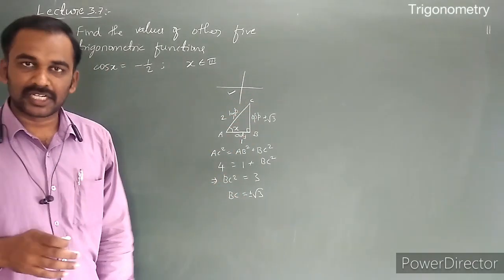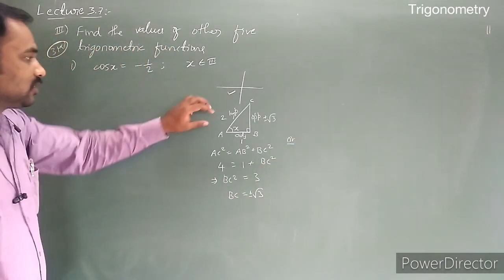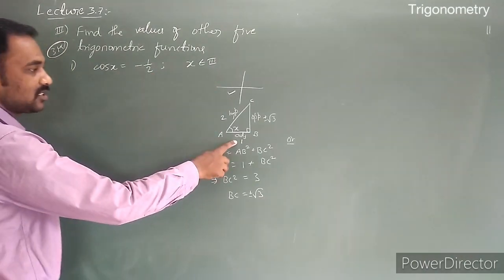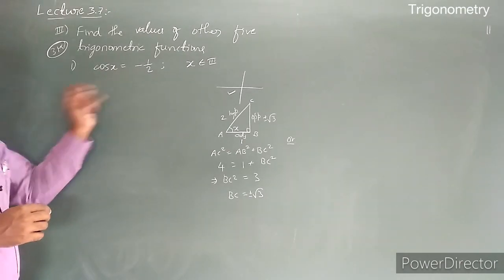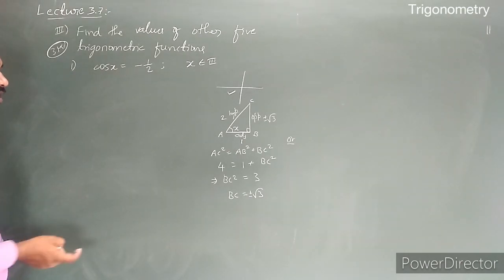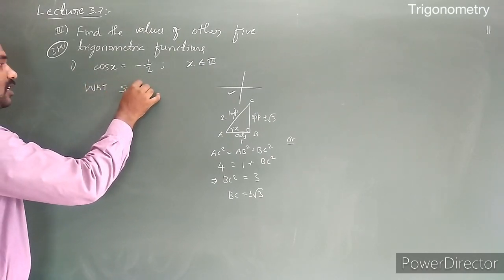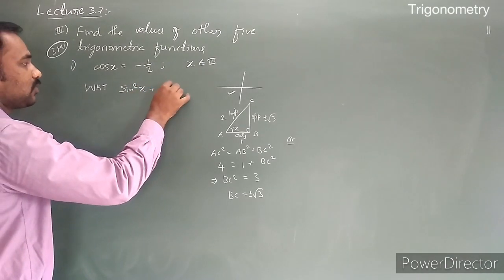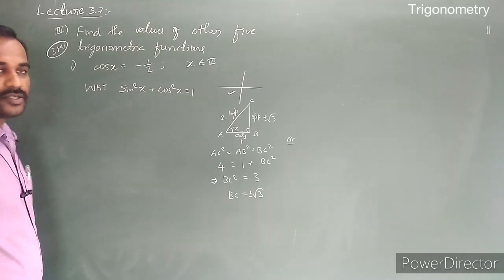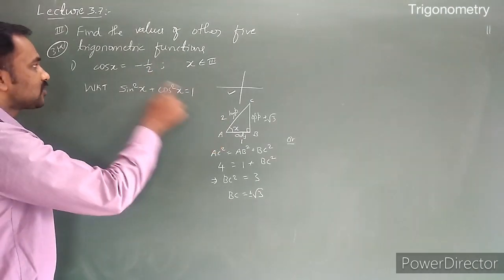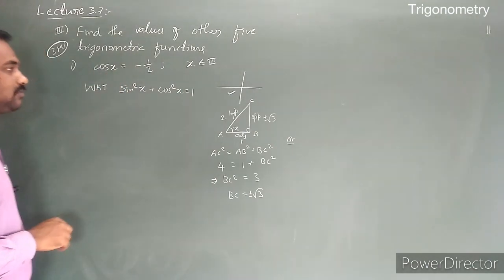This is one method. Or else, there is another method to find the remaining values. Here the adjacent value and the hypotenuse value are there. Apart from that, we can directly find the sine value with the help of cos x by using a trigonometric identity. What is the trigonometric identity? First identity: sin square x plus cos square x is equal to 1, or sin square theta plus cos square theta is equal to 1. Here they have given angle x, so I just took angle x. If they give it in terms of theta, we can write it in terms of theta.